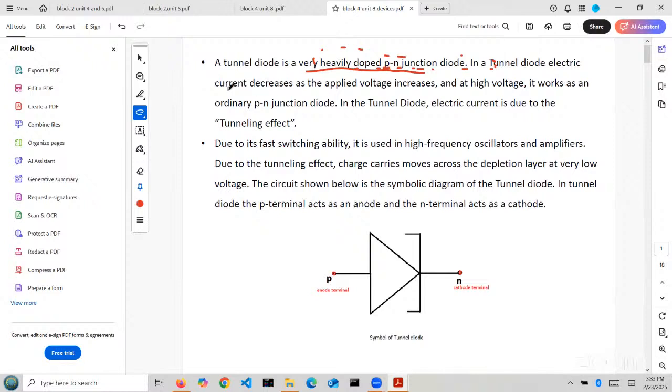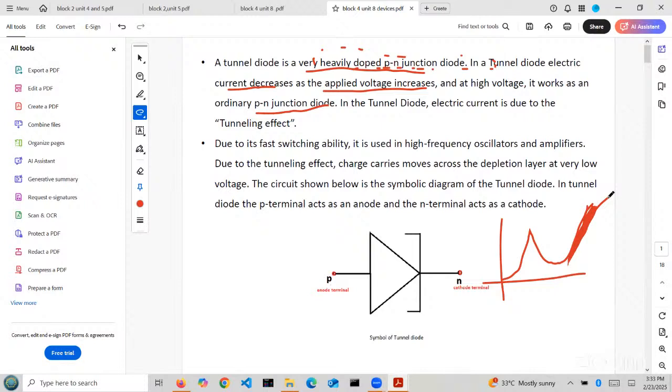And the current decreases as we increase the voltage, from high to very high voltage. At a certain point, again, it acts as a normal PN junction diode. In general, the waveform we observe is: initially the current is flowing, then it is decreasing, and then again it is increasing. This second increasing part acts as a normal PN junction diode.